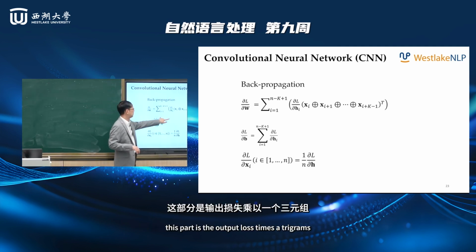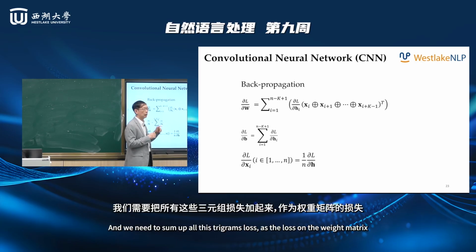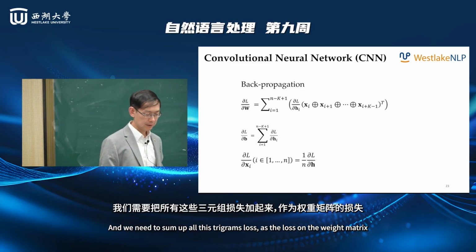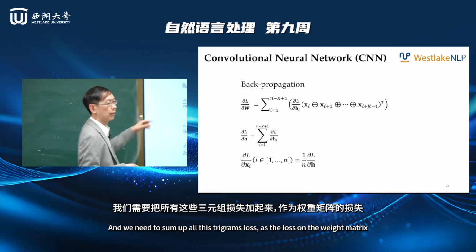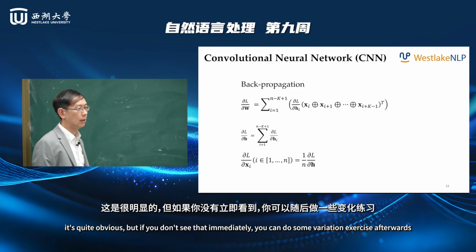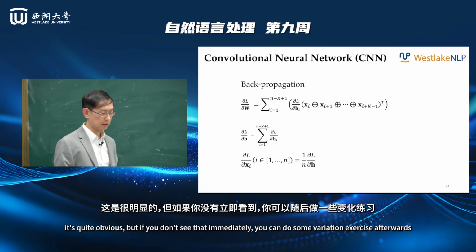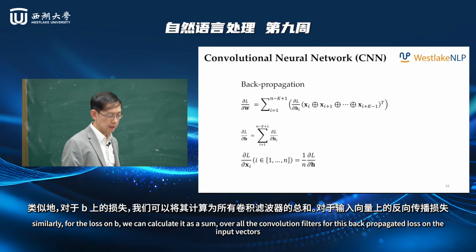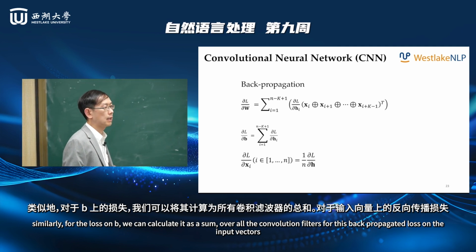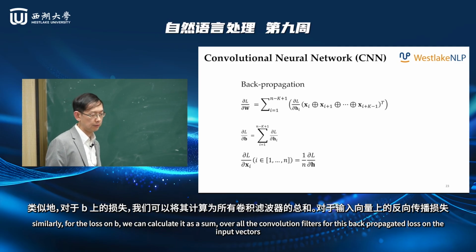So this part is the output loss times a trigram. And we need to sum up all these trigram losses as the loss on the weight matrix. It's quite obvious, but if you don't see that immediately, you can do some derivation exercise afterwards. So similarly, for the loss on b, we can calculate it as a sum over all the convolution filters.